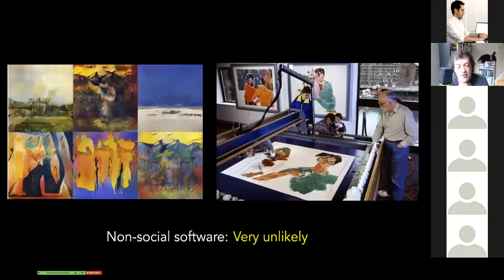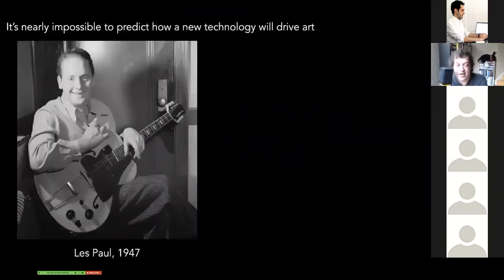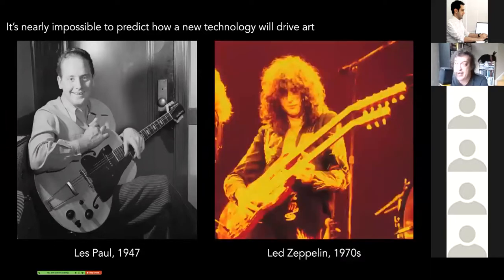And again, as with photography, I want to reiterate that new technology helps art stay vital, and art that doesn't change can grow stale. And it's impossible to predict specific ways in which this happens. So here's Les Paul, who's one of the main innovators of the electric solid body guitar, and he played very nice show tunes and swing jazz and country music. There's just no way he could have predicted the way that his invention would have transformed popular music in the subsequent decades. And I think the same thing is going to happen with AI tools and perhaps with design tools as well. And with that, I want to mention a few things about what's going on in AI art.